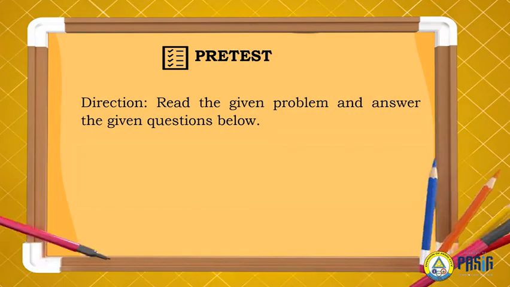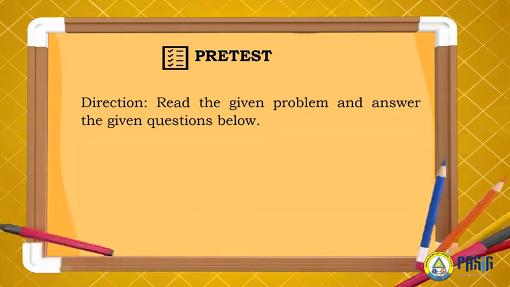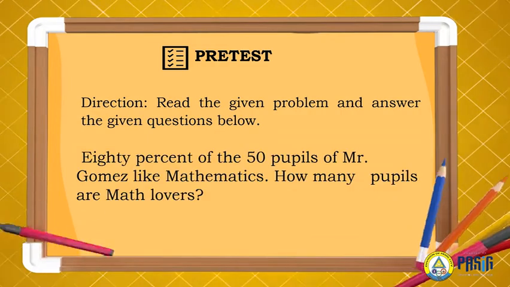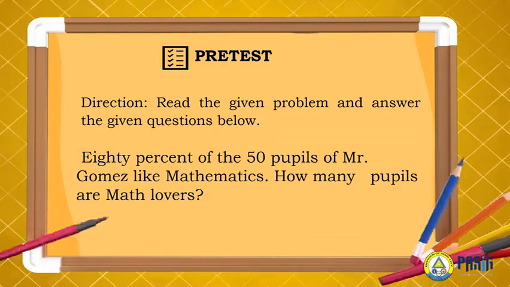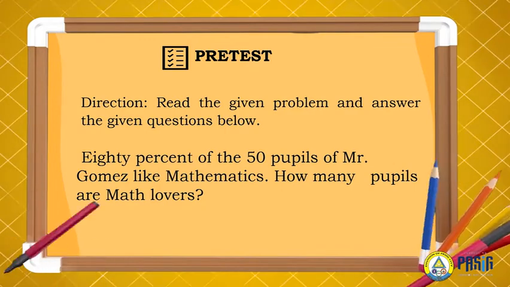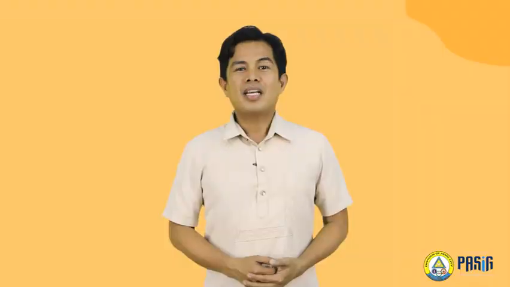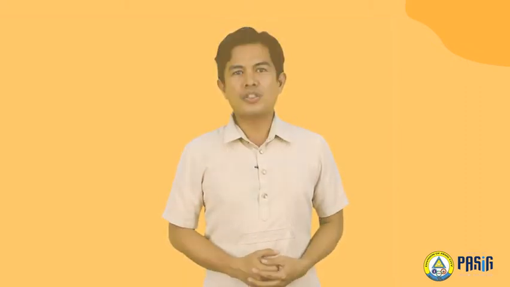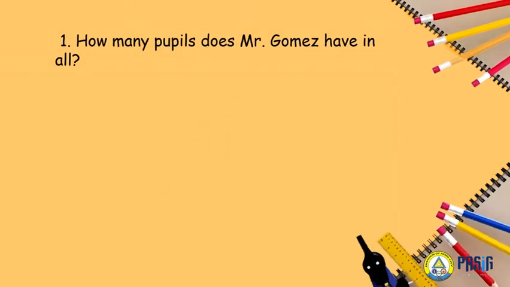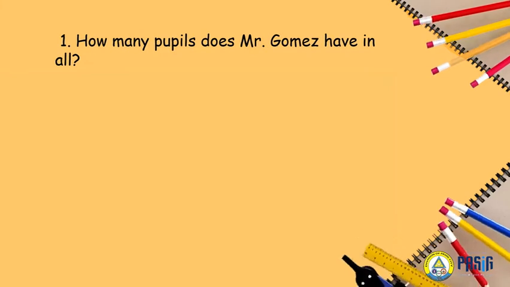Direction. Read the given problem and answer the given questions below. 80% of the 50 pupils of Mr. Gomez like mathematics. How many pupils are math lovers? Get ready with your paper and ball pen. I would like you to write your answer right after every question. Number 1. How many pupils does Mr. Gomez have in all?